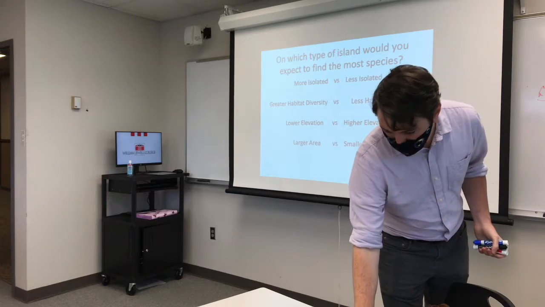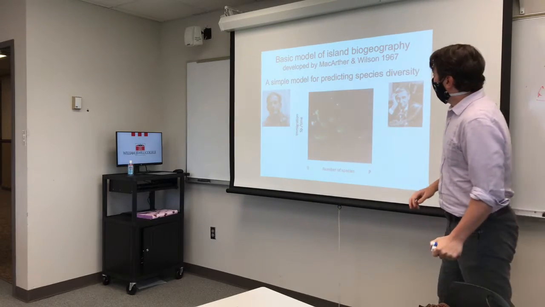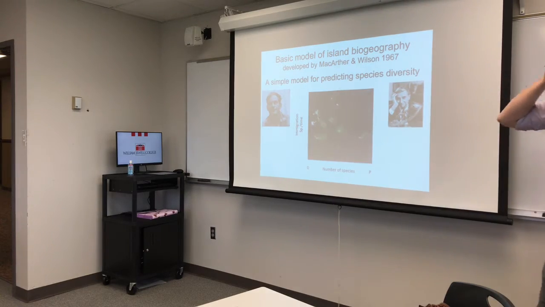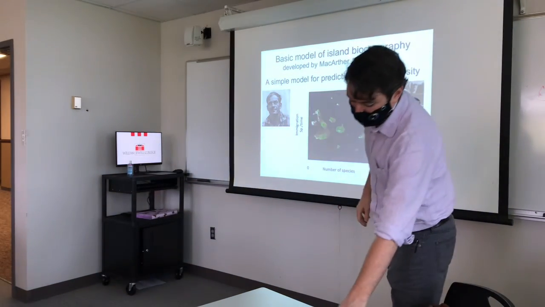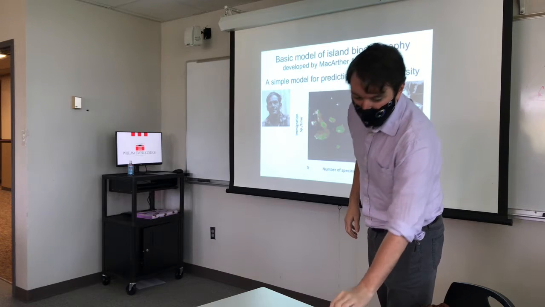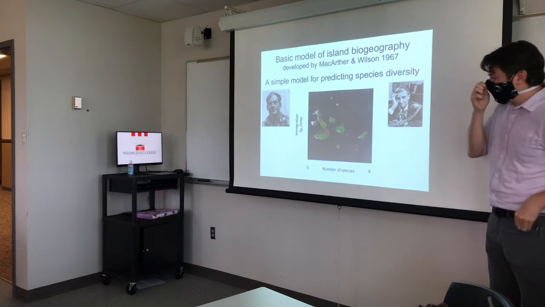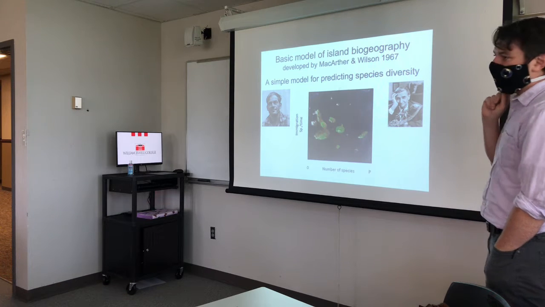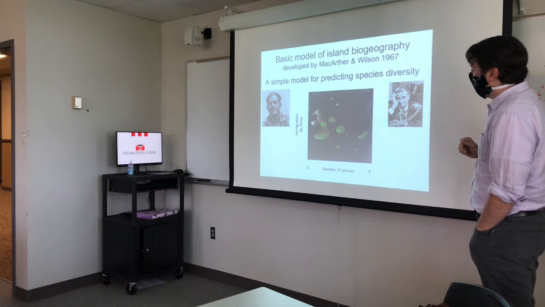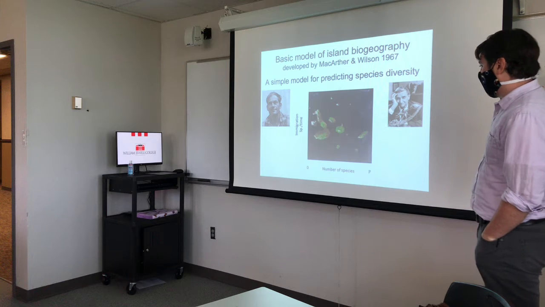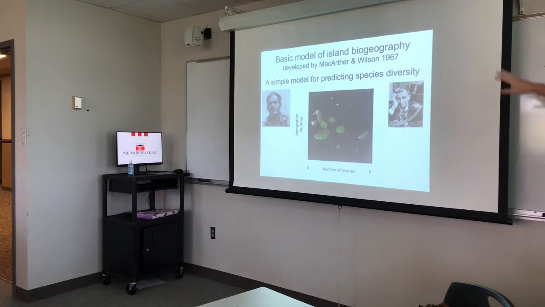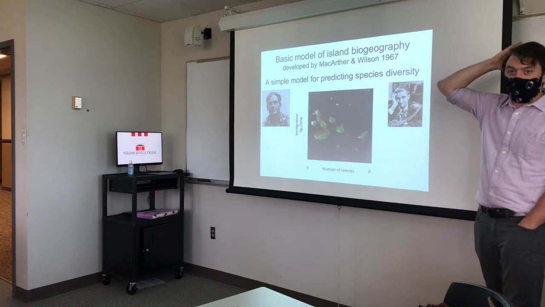So this is Robert MacArthur, and this is E.O. Wilson. E.O. Wilson's still around. Robert MacArthur passed away, unfortunately, pretty early, not long after this was published in 1967. I think it was 1974. He was 43 years old. Wilson continued to produce, and MacArthur likely would have as well. Nonetheless, together, they made a big impact on the field of biogeography and ecology in developing this model.